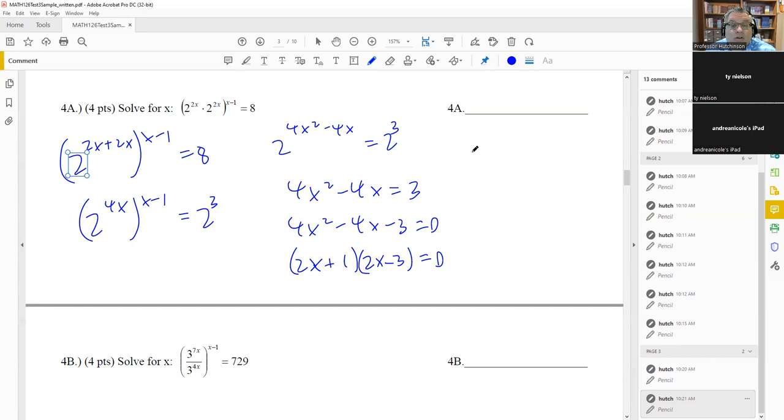2x plus 1 equals 0. And if we do that, we'll get x equals negative 1 half. And then we have 2x minus 3 equals 0. Add 3, divide by 2, and you'll get 3 halves. So negative 1 half and 3 halves are the two answers that we get on this one.